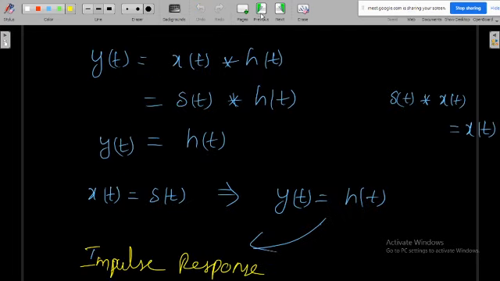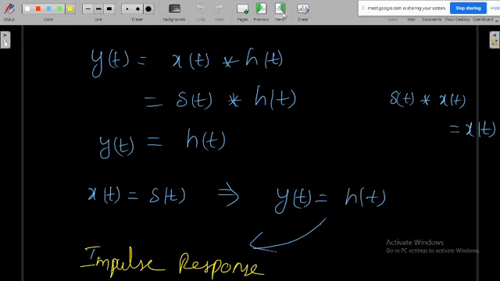So this is some basic relationship between the input, the output, and h of t. h of t in general is the impulse response, because h of t is the same as the output when you provide the input as an impulse.